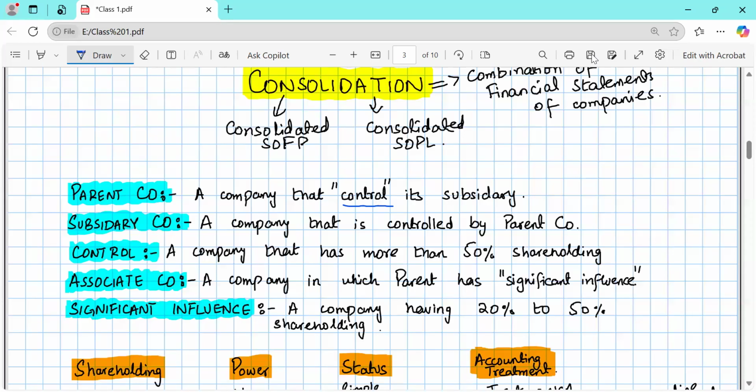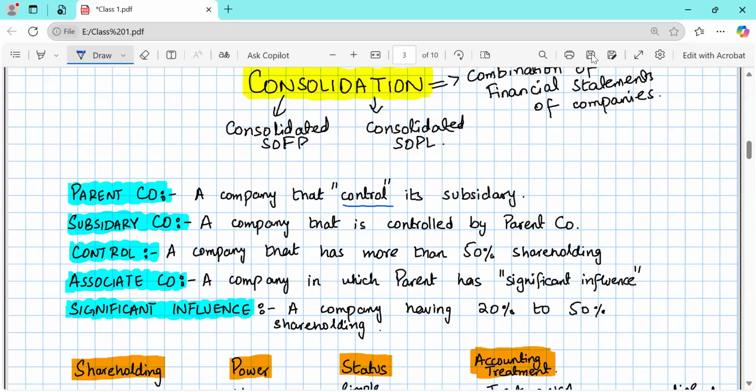So let's say you are company A, you have 60% shares of my company. So it means you have control in my company. Control means you can change the decisions of the company. You can influence the decisions of the company. You can change the decisions of the company. Clear on the control definition?